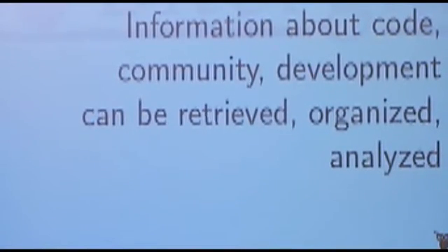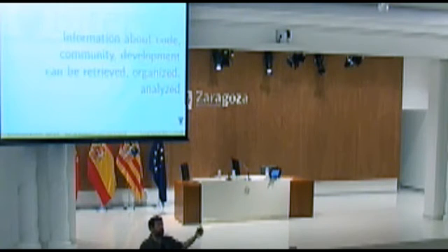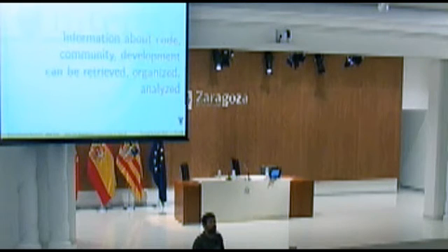So the idea is the information is out there, but very few people are actually using it. When you do an evaluation of a product, usually what you do is a casual browsing of the community or mailing list, for instance. You try to get an idea of what's happening by having a quick look at the code.